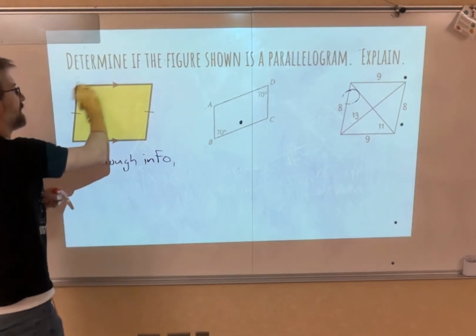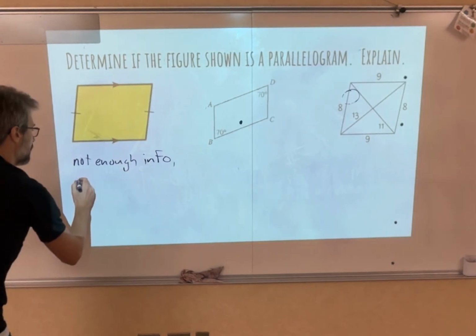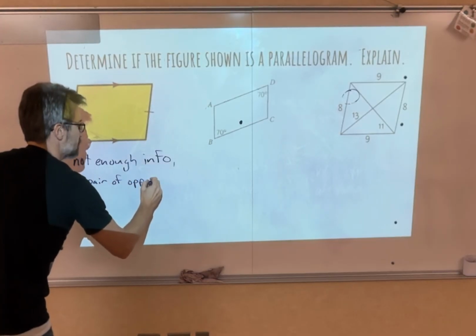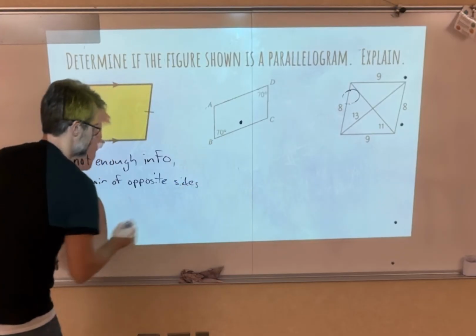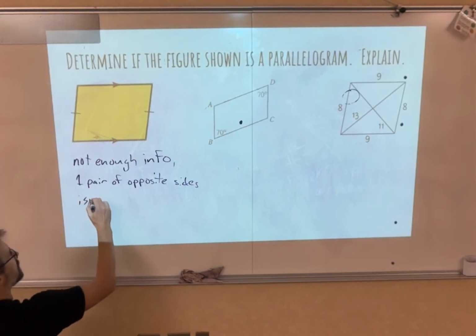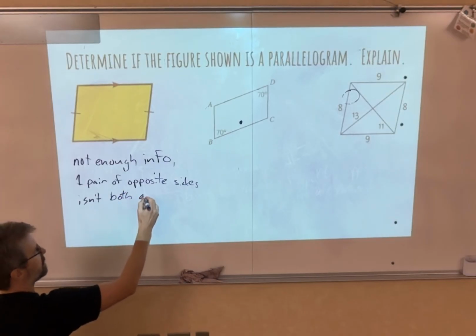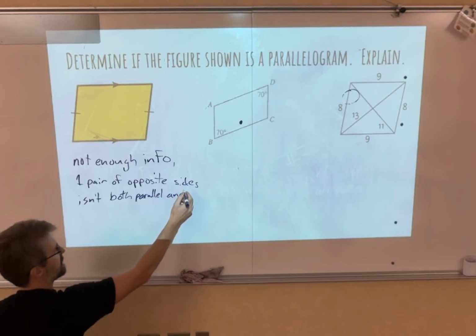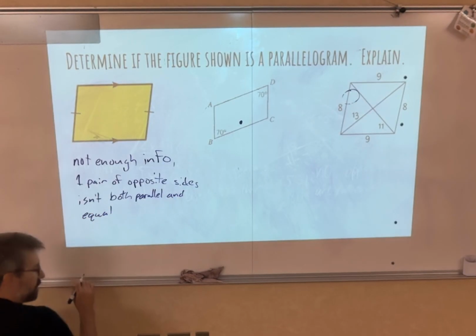So in this case, my explanation, I could say 1 pair of opposite sides isn't both parallel and equal, or something along those lines.